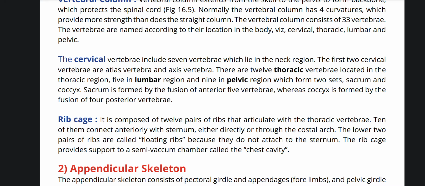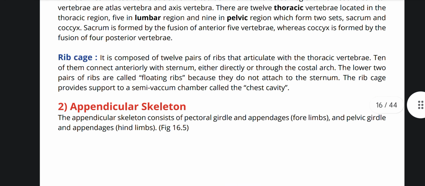Rib cage. It is composed of 12 pairs of ribs that articulate with the thoracic vertebrae. 10 of them connect anteriorly with the sternum, either directly or through the costal arch. The lower two pairs of ribs are called the floating ribs because they do not attach to the sternum. The rib cage provides support to a semi-vacuum chamber called the chest cavity.